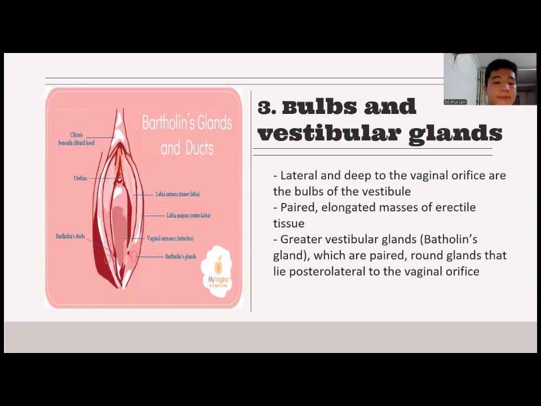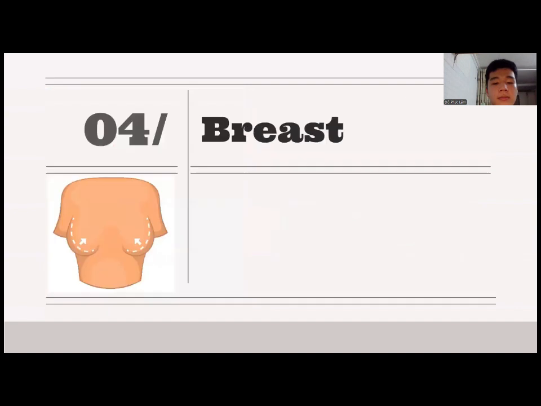Next are the greater vestibular glands, or Bartholin glands, which are paired round glands that lie posterolateral to the vaginal orifice. These glands are partially covered by the bulbospongiosus muscle. During sexual arousal, they secrete mucus into tiny ducts that open at the edge of the vaginal orifice.